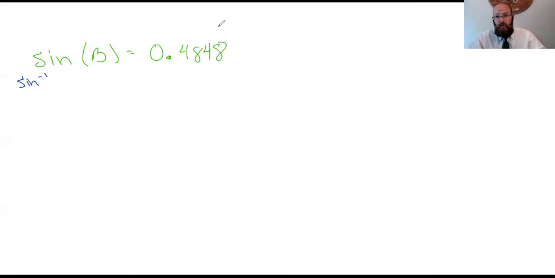Sine to the -1, or inverse sine, is also equal to arc sine. That's just another name for it, but I'll use sine with the -1 as my exponent and we'll treat it like that. I just want to make sure you're aware that it could be called arc sine. So do that on both sides. And on the left, both signs cancel. I'm left with b.